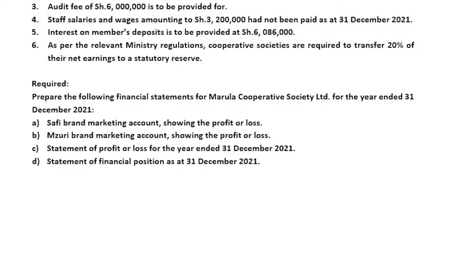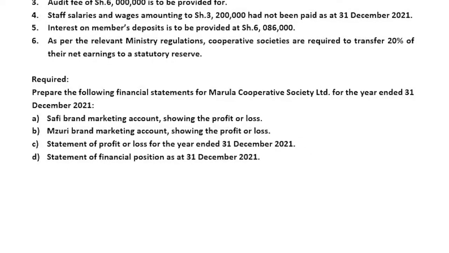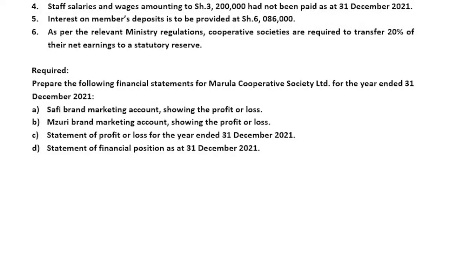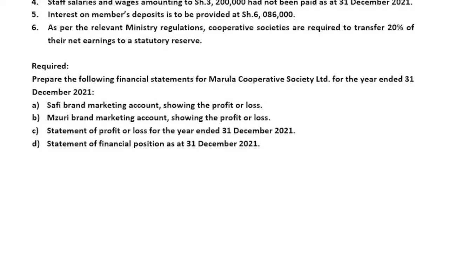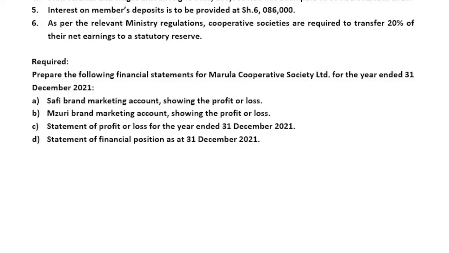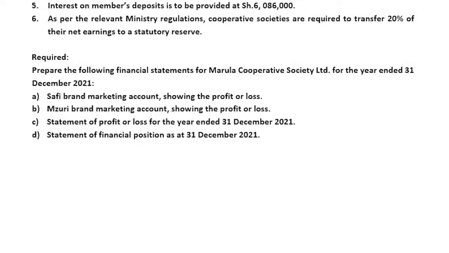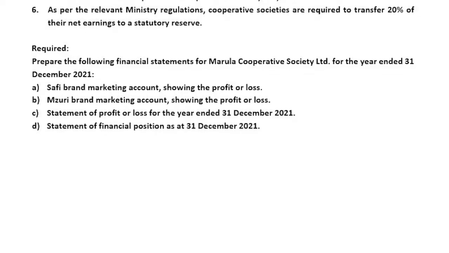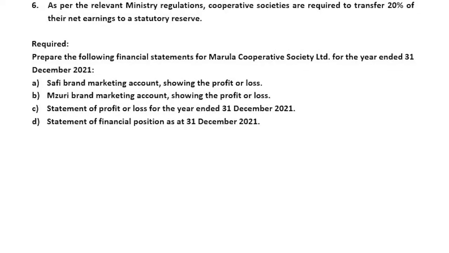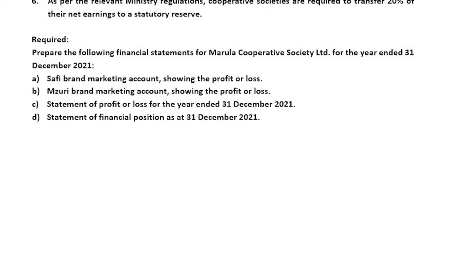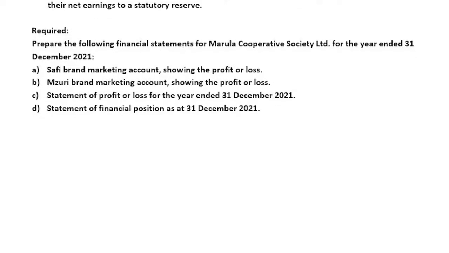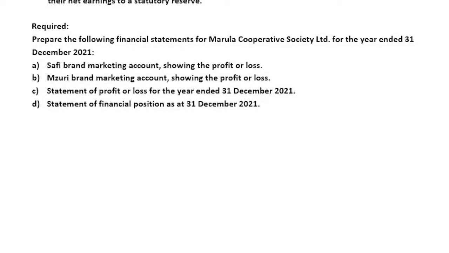We are required to prepare the following financial statements for Marura Cooperative Society for the year which ended 31st of December 2021. Number 1, Safi Brand Marketing Account showing the profit or loss. Number 2, Mzuri Brand Marketing Account showing the profit or loss. And Part C, Statement of Profit or Loss for the year which ended 31st of December 2021. And finally, Statement of Financial Position.